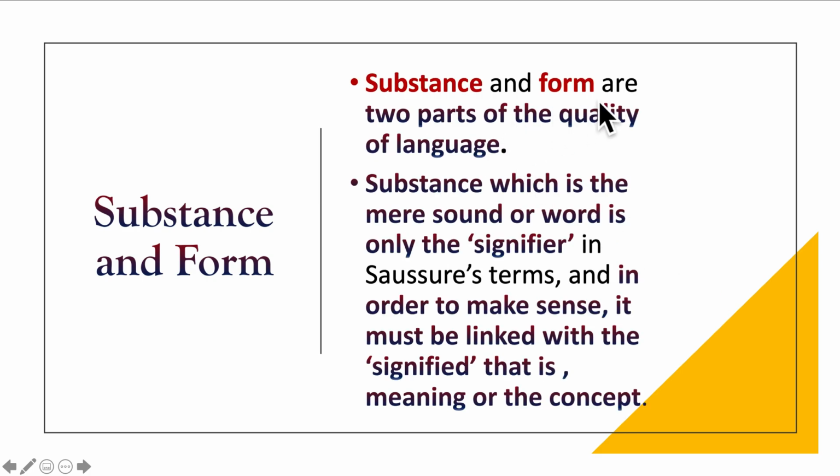Next, substance and form are two parts of the quality of language. Substance, which is the mere sound or word, is only the signifier. Remember, in Saussure's terms, in order to make sense it must be linked with the signified, that is the meaning or the concept. So the substance of language, which includes sounds and symbols, what we call words, refers to the signifier. But when you put them in order, that gives the meaning or the concept, that is the signified.